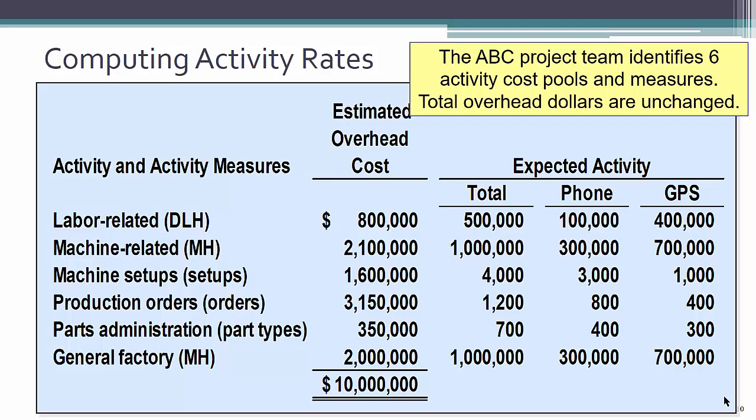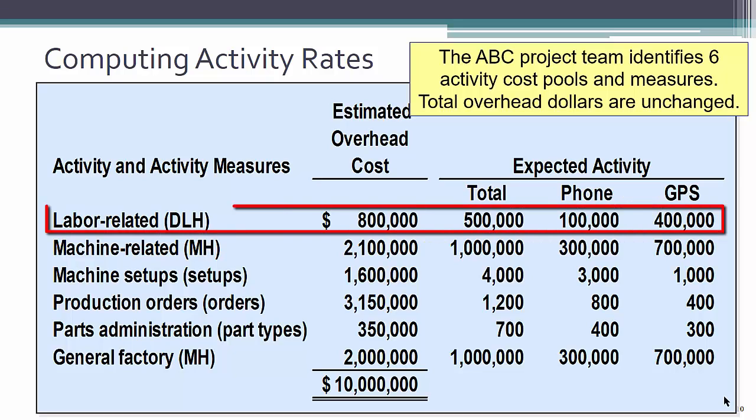The ABC project team at Comco has identified 6 activity cost pools and activity measures. It also divides the $10 million of overhead between the different activity cost pools. For example, there is a labor-related cost pool based on the activity measure of direct labor hours. This cost pool incurs cost of $800,000 and will use a total of 500,000 direct labor hours. You remember that number, right?